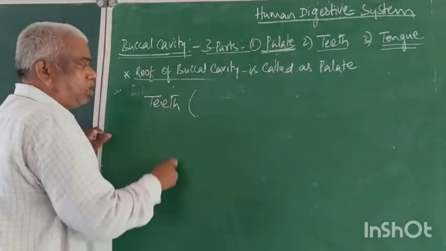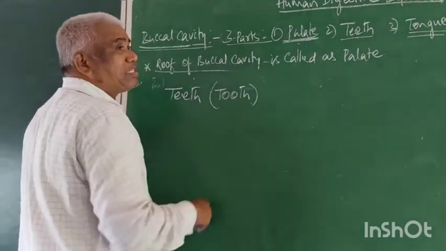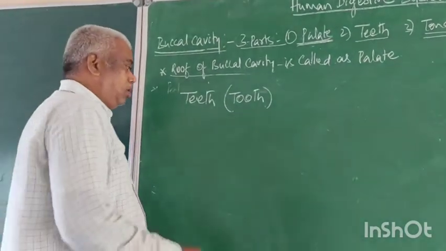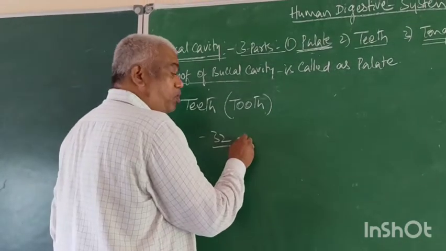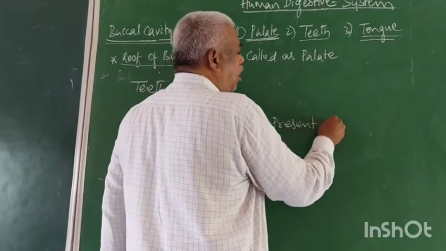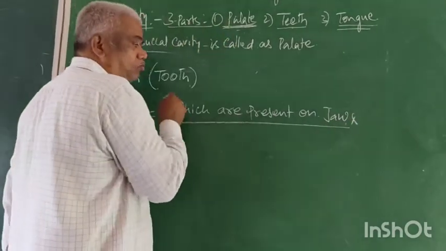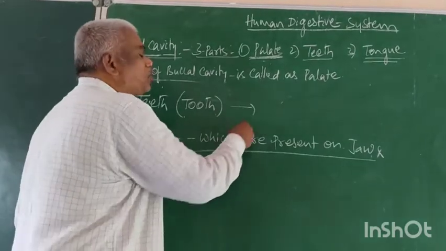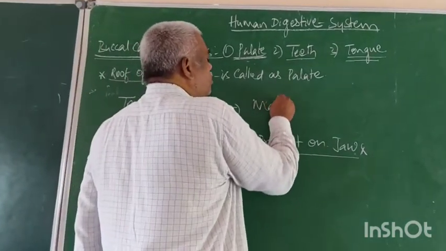Teeth is plural. Tooth is singular. We have 32 teeth which are present on the jaws. What is the common function of teeth? The common function is mastication.